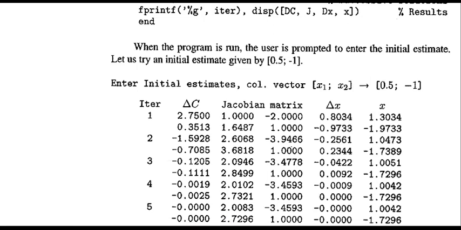Sir, one last question: the del C matrix, should we place it in column or in row? It should be column wise. Though it is mentioned here, it should be in column wise. X1, x2 in column order, and del C also in column order. The Jacobian matrix is already 2x2, a square matrix, and all of them are in column format.